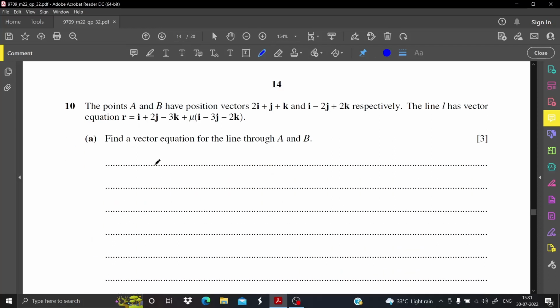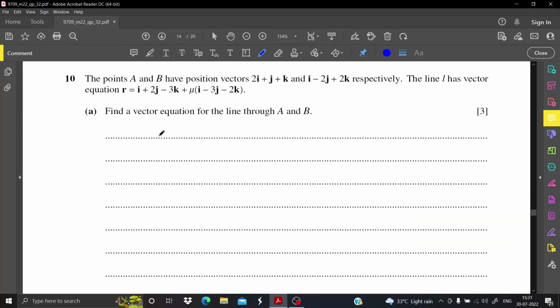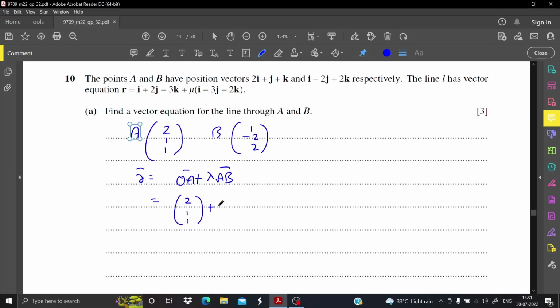Yes. So coming to the vector question. The point A is given as (2, 1, 1). The point B is given as (1, -2, 2). The first question is to find the vector equation of the line AB passing through A and B. You know r bar is nothing but OA bar plus lambda AB bar. So OA is (2, 1, 1) plus lambda.